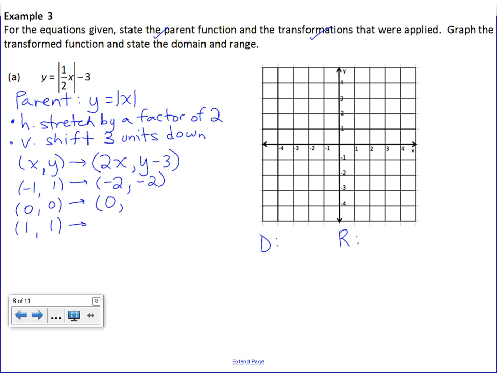0, comma, -3. 1, 1 becomes 2, -2. Okay. So we got -2, -2. 0, -3. 2, -2.